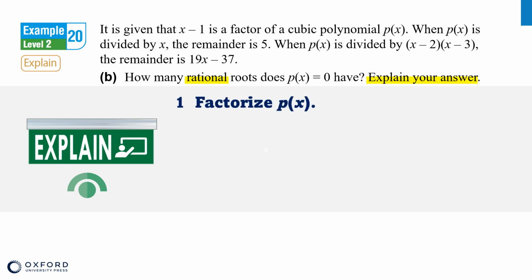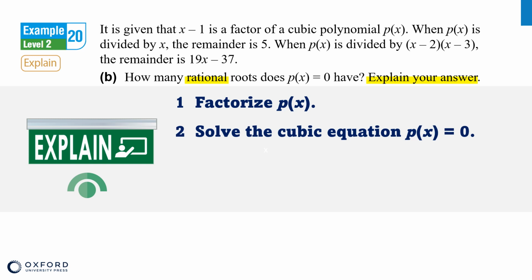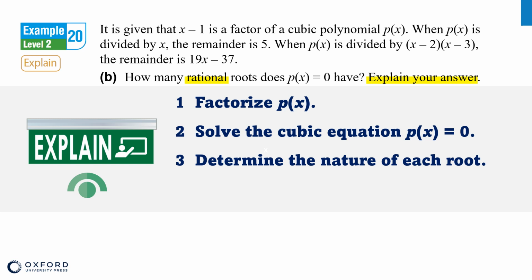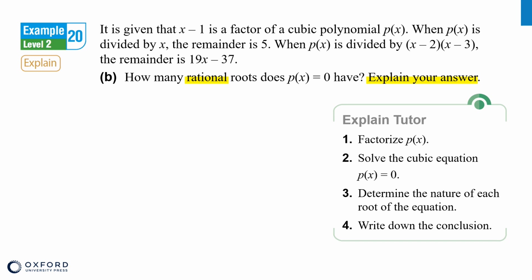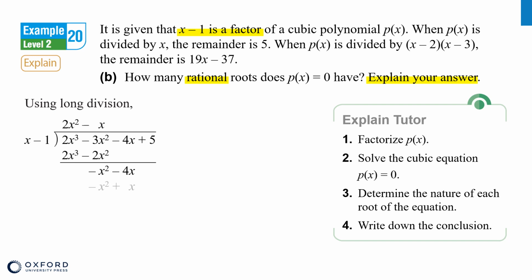Step 1, factorize p of x. Step 2, solve the cubic equation p of x equals 0. Step 3, determine the nature of each root. Step 4, write down the conclusion. By the result of part A, write down p of x first. We've already known that x minus 1 is a factor of p of x. Use long division to factorize p of x. Then p of x can be rewritten as a product of x minus 1 and a quadratic polynomial.